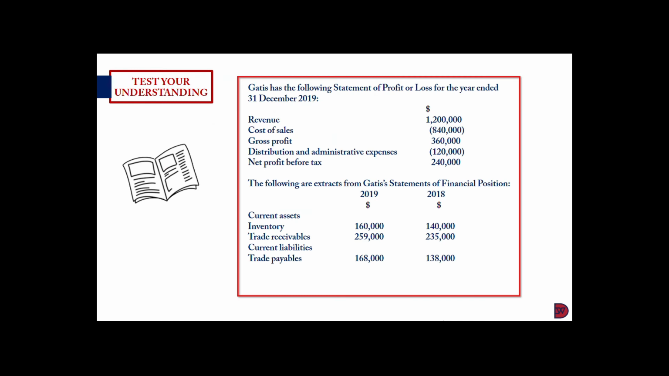So Gatis has the following statement of profit or loss for the year ended 31st December 2019. So you have the revenue, cost of sales, gross profit, distribution and administrative expenses, then the net profit before tax. Then the following extract was taken from its financial position. So you have the current assets, the inventory, trade receivables, current liabilities, the trade payables. Because you're focusing on just the operating activities, they didn't present the full statement of financial position.